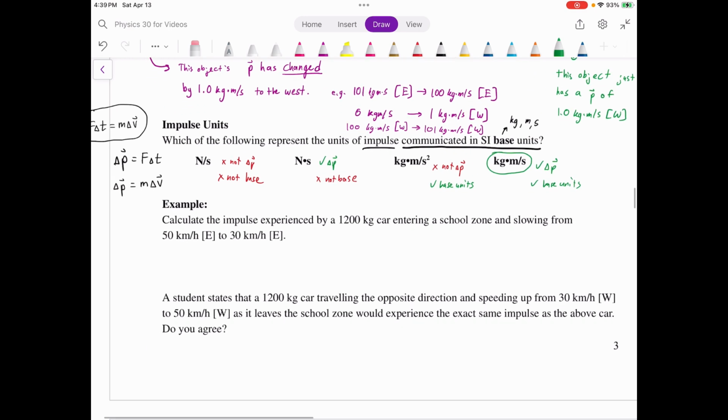Makes sense. It's also the units of momentum, right? Well, impulse is just a change in momentum. So this is correct. This one is impulse. It's just not in base units. Nothing wrong with it at all. It's just not what the question asked for.